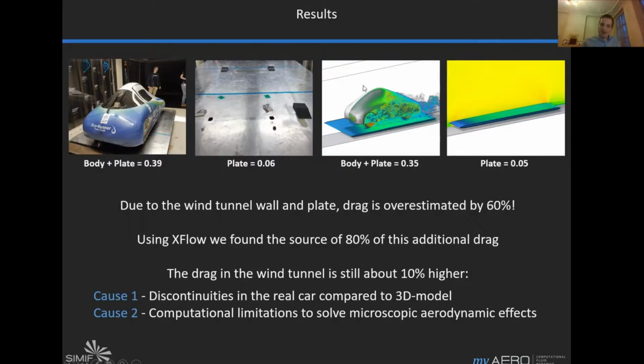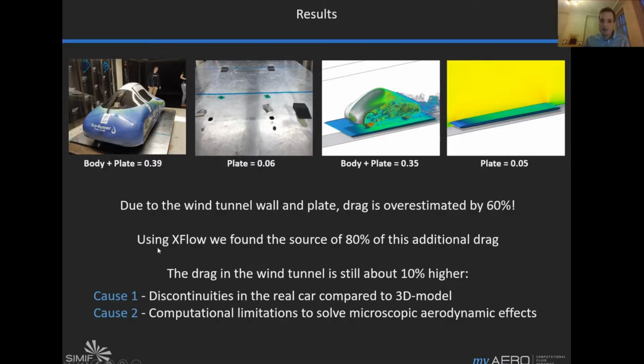but we'd be completely wrong, because for a very similar CFD simulation, without all these wall effects and without these constrictions, we measured for the exact same car a drag coefficient of 0.19. So we can conclude that due to the wind tunnel wall and plate effects, the drag is overestimated by about 60%, which is, I mean, that's just tremendous.